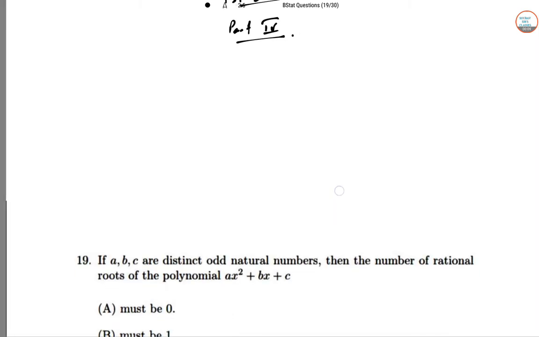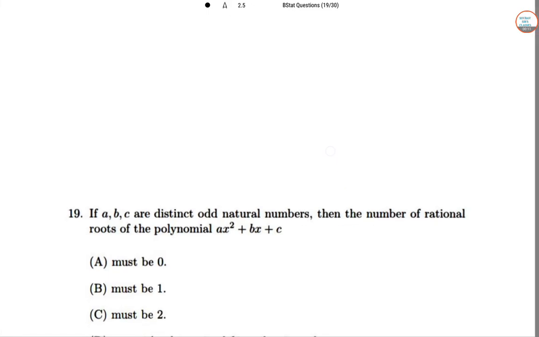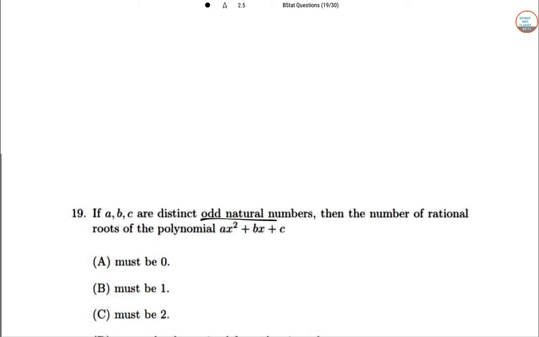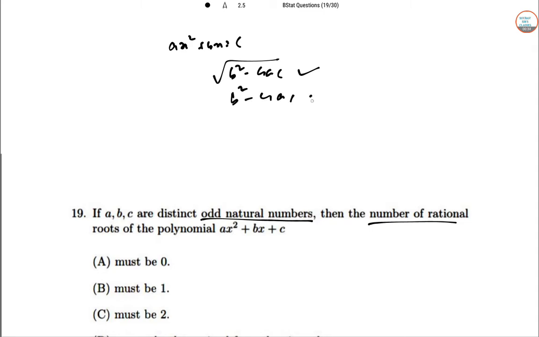Okay, so this question is 19. A, B, C are distinct odd natural numbers, then the number of rational roots of the polynomial ax square plus bx plus c, obviously. So the root of b square minus 4ac is rational only possible when the discriminant is a perfect square, that is b square minus 4ac, we can take it like d square, it's a perfect square.